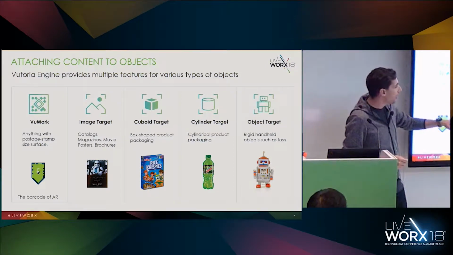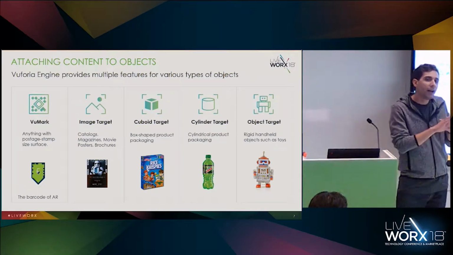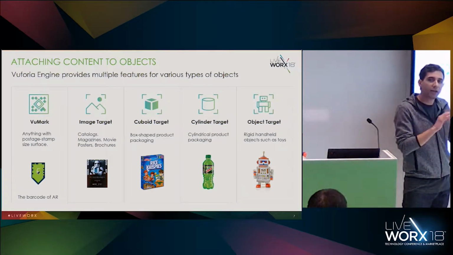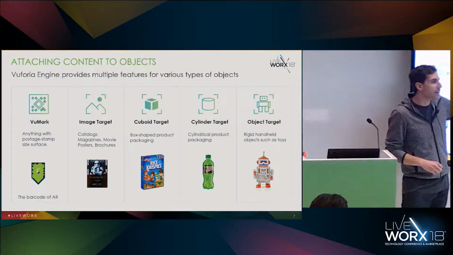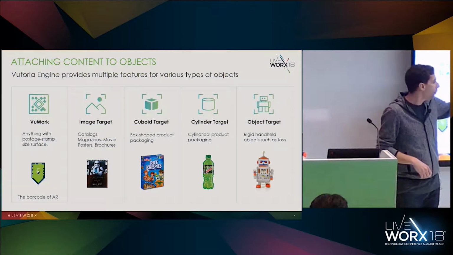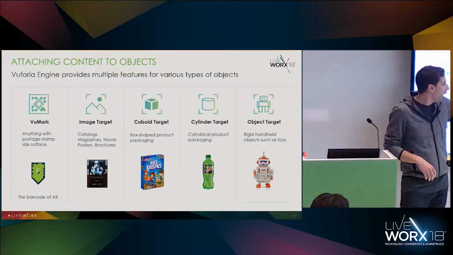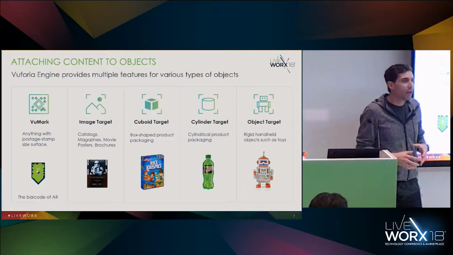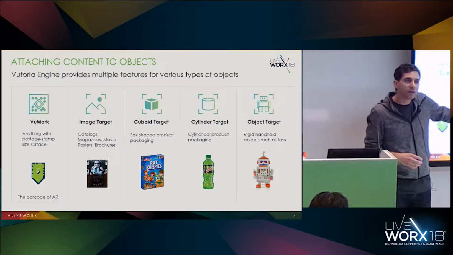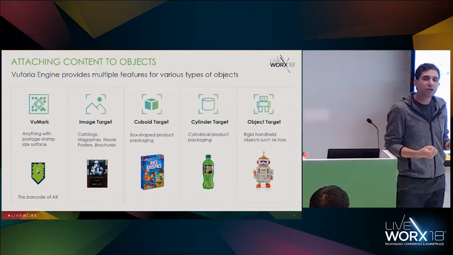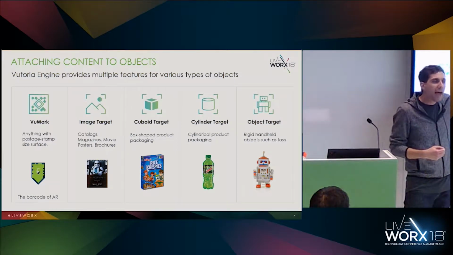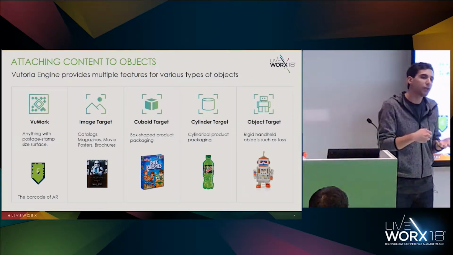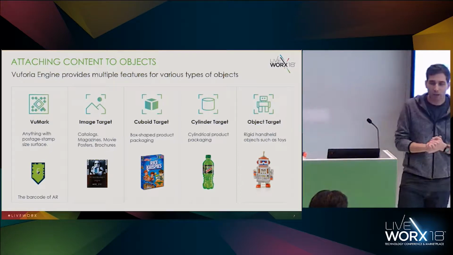Cylinder targets are a lot of fun as well. They allow you to identify an image that's on a cylindrical object. This is mostly used for bottles, and there's a really interesting app called Vivino that uses this, allowing you to identify wine bottles. And lastly, if you're looking for something that doesn't quite fit these shapes, something small, rigid, and with a lot of color that pops out, you can use an object target. You can scan an object using our tools and put content on top of that as well.